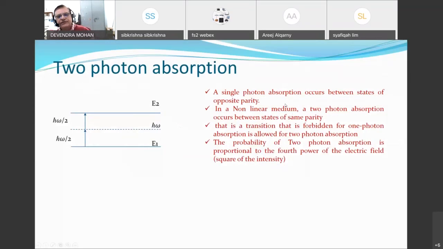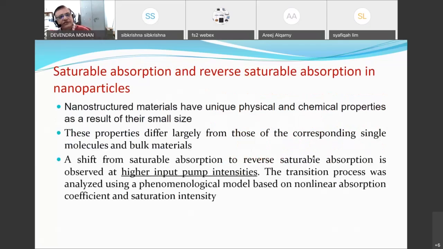A single photon absorption occurs between states of opposite parity, and in a nonlinear medium, a 2-photon absorption occurs between states of the same parity. So a transition that is forbidden for 1-photon absorption is allowed for 2-photon absorption. The probability of 2-photon absorption is proportional to the 4th power of the electric field. This is very important. The 4th power of the electric field means the square of the intensity. So whatever intensity we are calling on it, the square of that intensity gives us the probability of 2-photon absorption in that particular material.